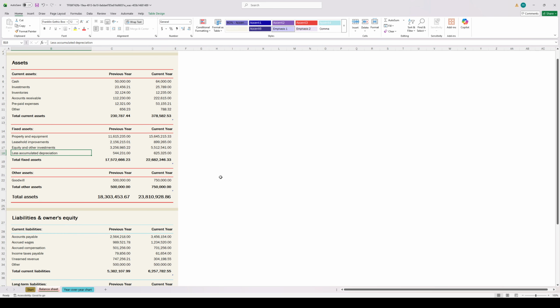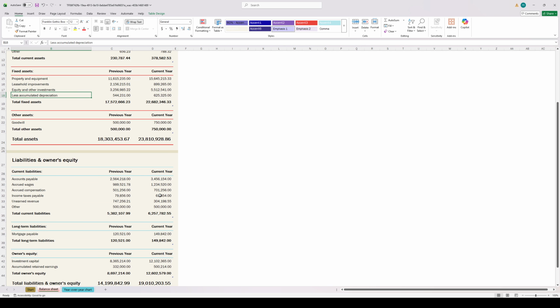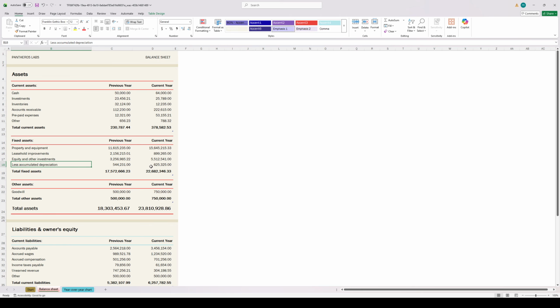Let me tell you, depreciation is like when something's worth something, and as years go by it starts rusting or it's not as good. Like a car, as you're using up the mileage, how much the car is worth is going down. So that's what depreciation is. There are lots of terms, but this is the overall format of the balance sheet.